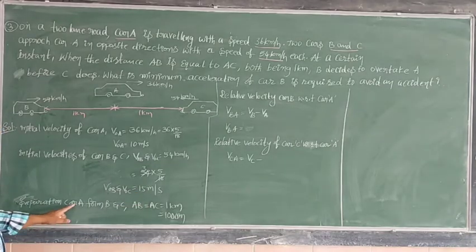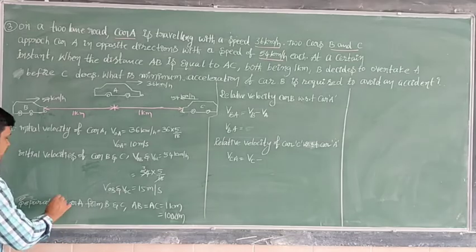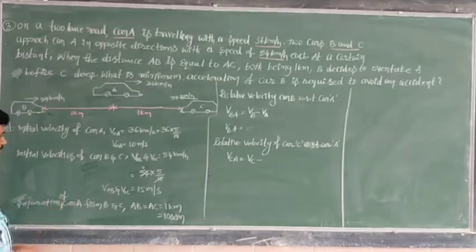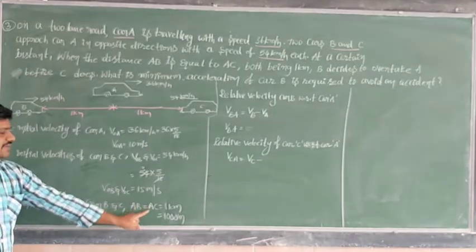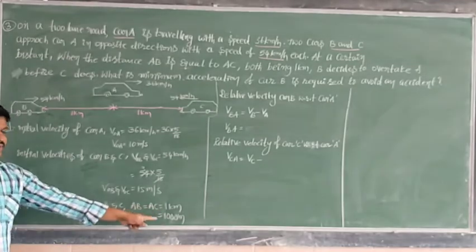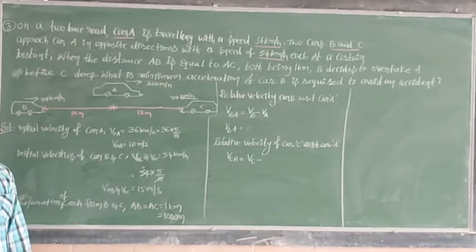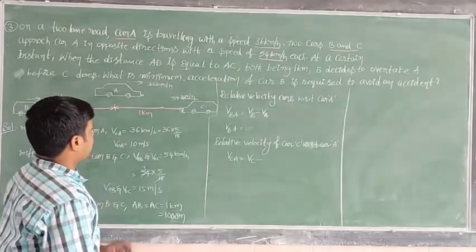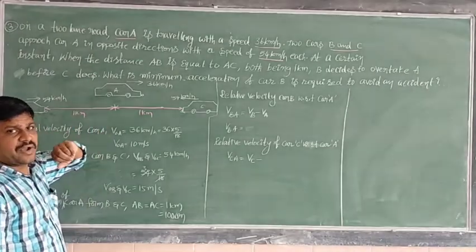Next, the separation of car A from B and C. That means AB is equal to AC, equal to 1 kilometer. 1 kilometer is equal to how many meters? 1000 meters. Right. Next, here we have to take the relative velocity concept.